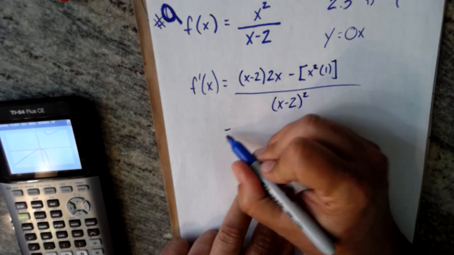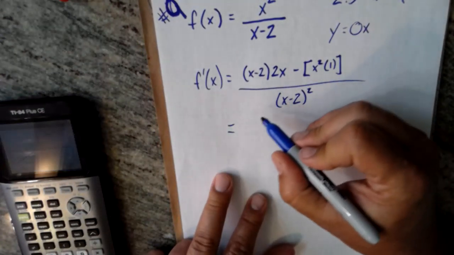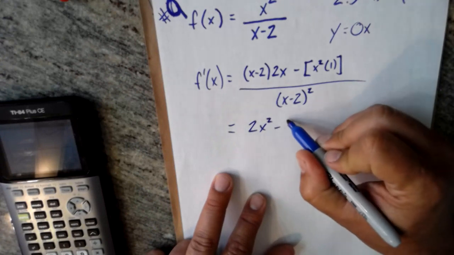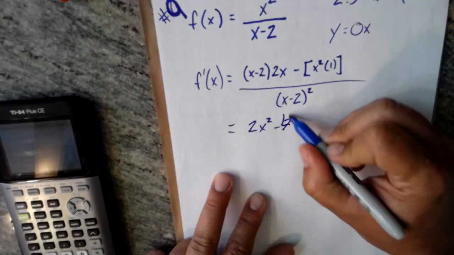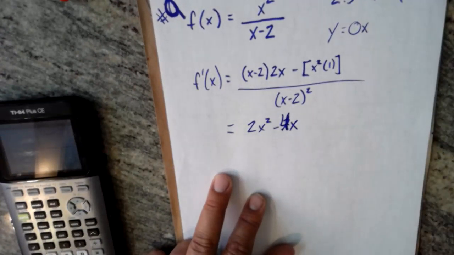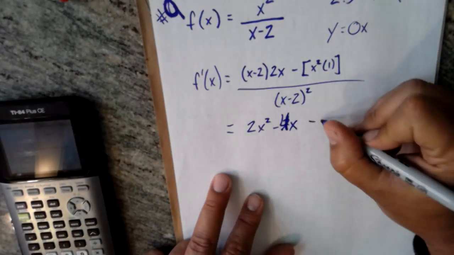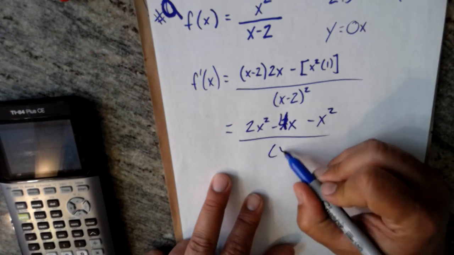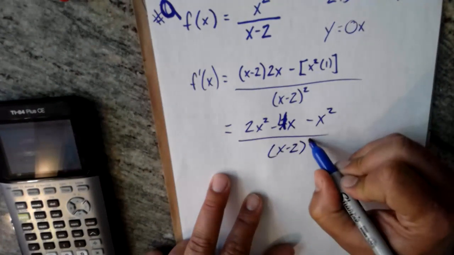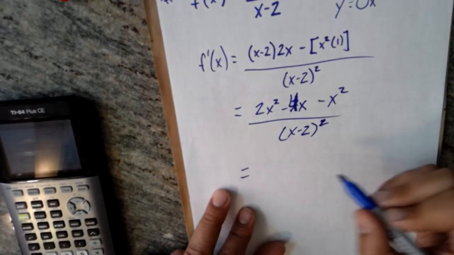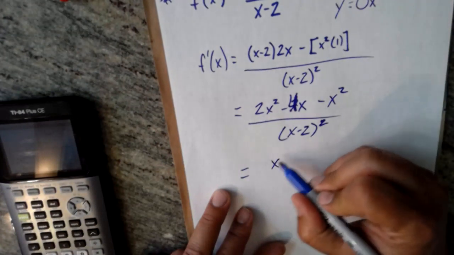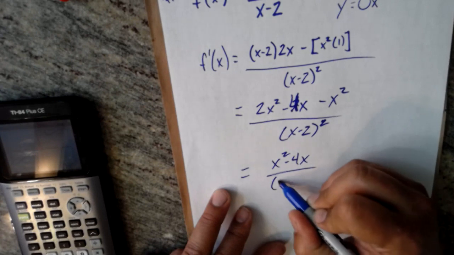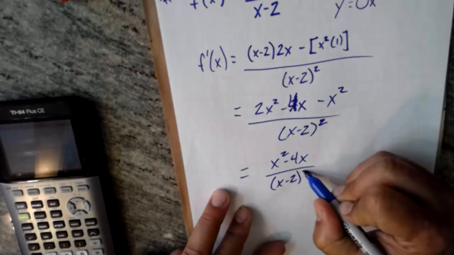All right, so what does that give us? That gives us 2x squared minus 4x minus x squared all over x minus 2 squared. All right, so that's messy. You get x squared minus 4x over your denominator.